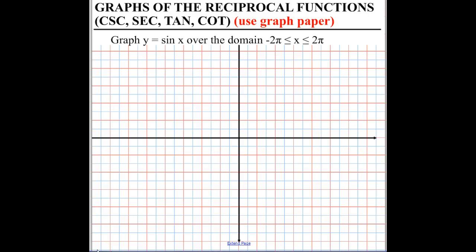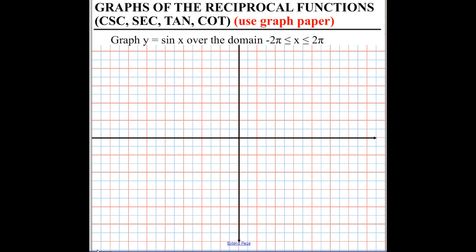In this recording, we're going to look at graphs of the other trig functions, the reciprocal functions: cosecant, secant, tangent, and cotangent. You're going to need a piece of graph paper to make these graphs. The good news is, for our course, you're not going to have to do these reciprocal function graphs very often. Really, it's a matter of recognizing them. But to introduce them, I'd like to go through where they come from.